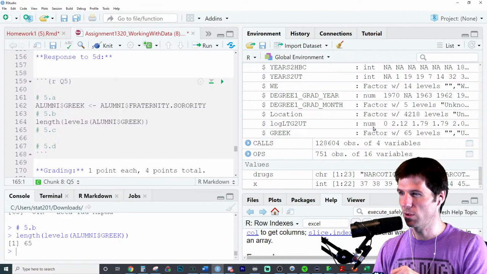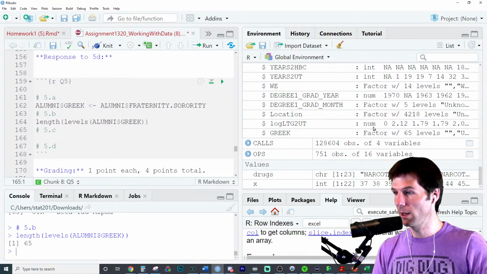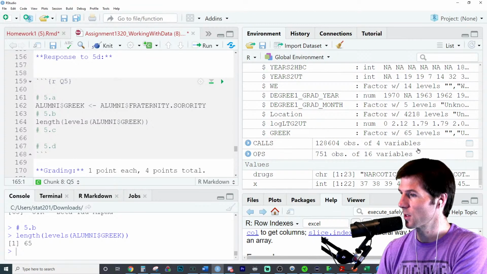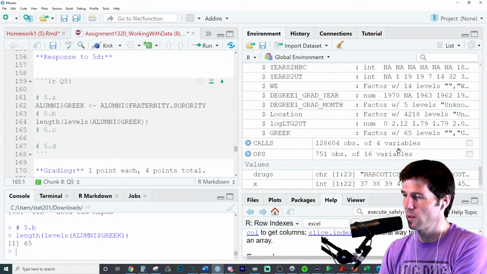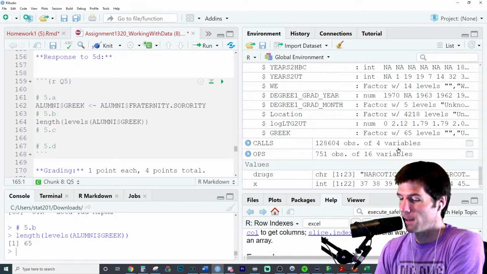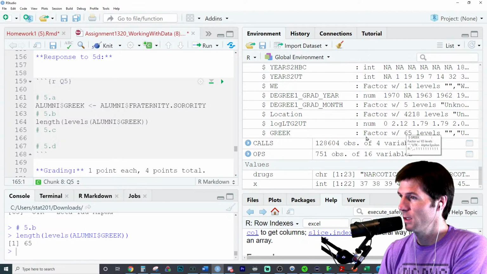So what are levels used for? What is the point of a level? Levels are for what kind of variables? 20 points on the line right here. Think about Greek life, which has different levels, so it's a what kind of variable? Stat 201 question right here. Greek life has different levels, so Greek life is a what kind of variable?